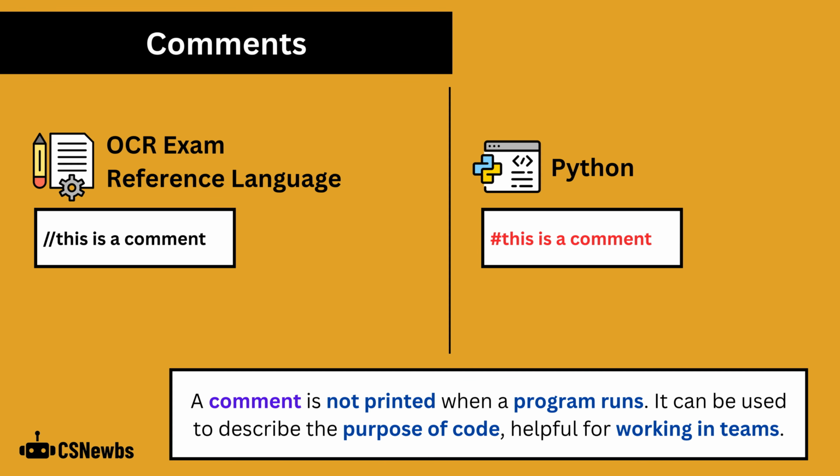A comment is not printed when a program runs. It can be used to describe the purpose of code and is helpful for working in teams. OCR uses two forward slashes, whereas Python uses a hash symbol.